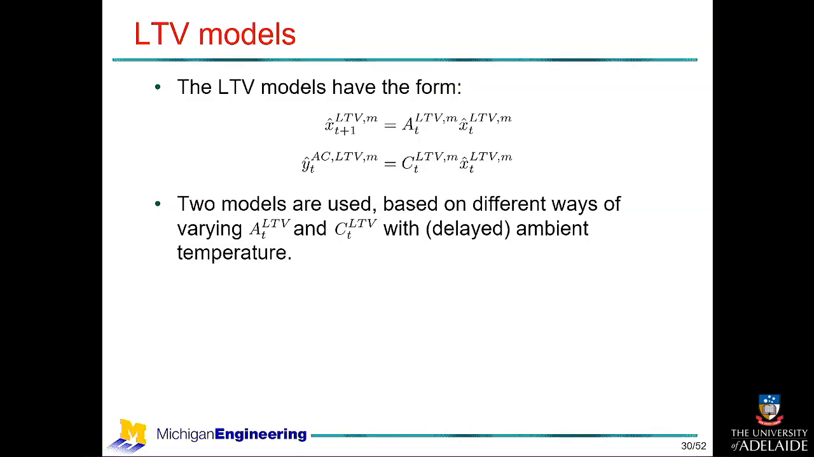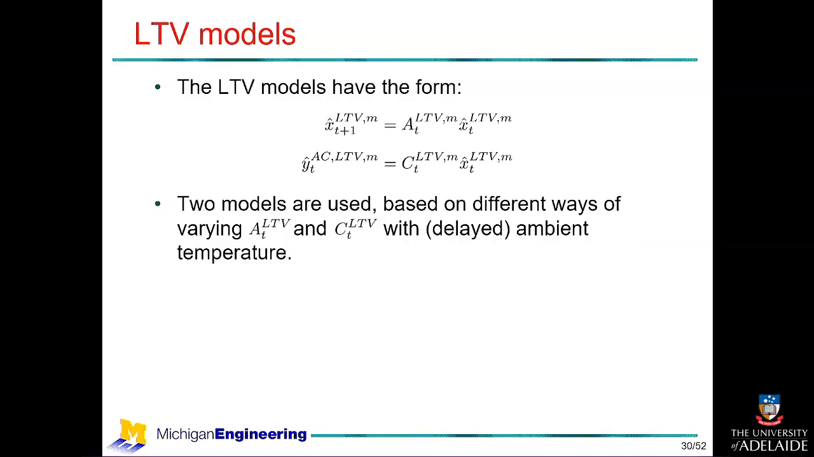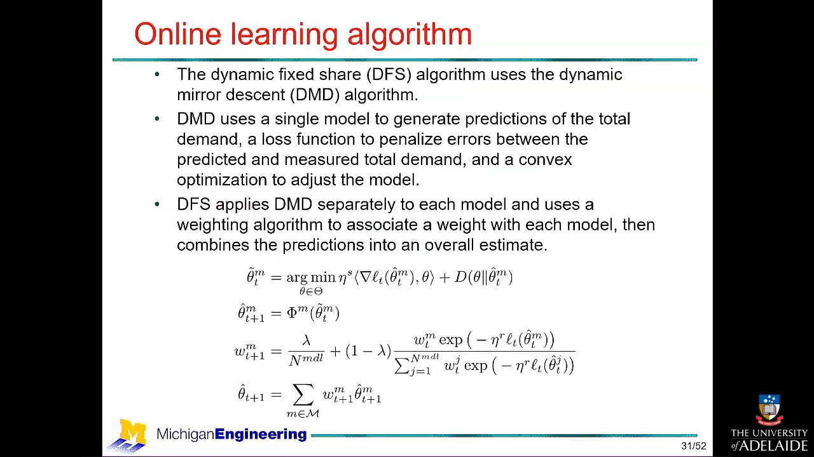So if we go back to the previous case, there are different models for different ambient temperatures. In this case, there's the one model that is time varying dependent upon the ambient temperature. Okay, so there are these three different types of models for AC load. There are two different types of models for the other load. These models all get implemented using this dynamic mirror descent algorithm.